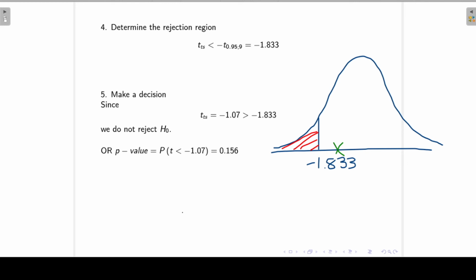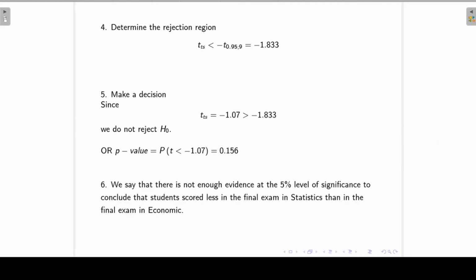and therefore we do not reject the null hypothesis. You can also find the p-value. We did several of these examples previously, and we can also now do it in Excel just after this. But your p-value is then 0.156, and because that is more than our level of significance, which is 5%, we do not reject the null hypothesis. And then finally, we come to our conclusion. We say that there is not enough evidence at the 5% level of significance to conclude that students scored less in the final exam in statistics than in the final exam in economics.